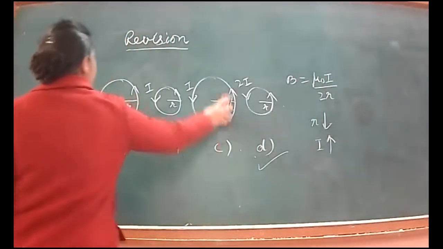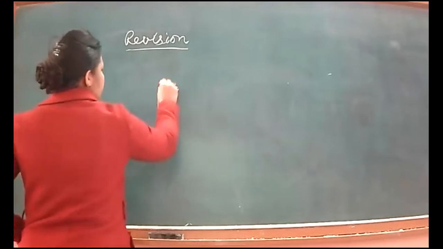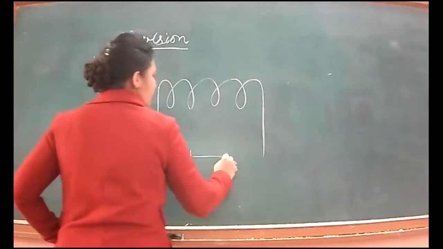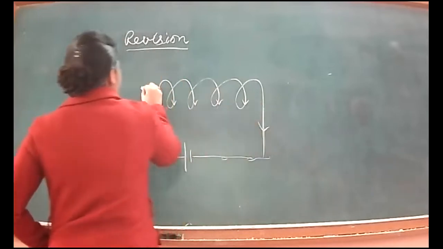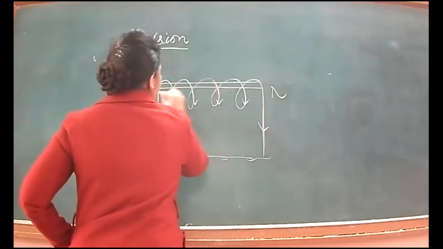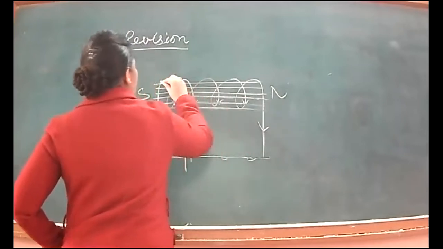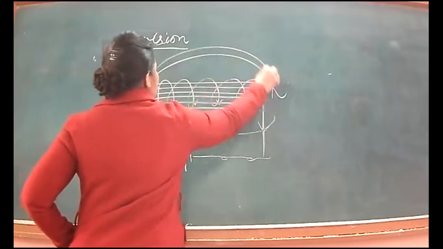So when we draw the pattern, we find that inside, the lines are straight, parallel and equispaced. Inside, the magnetic lines are parallel and equispaced.